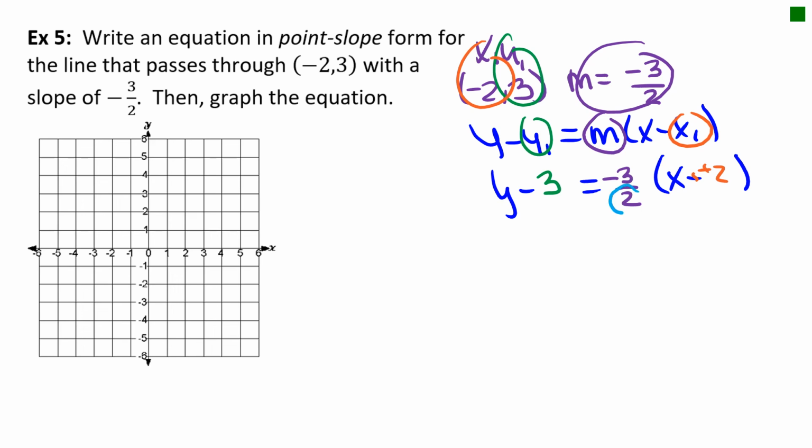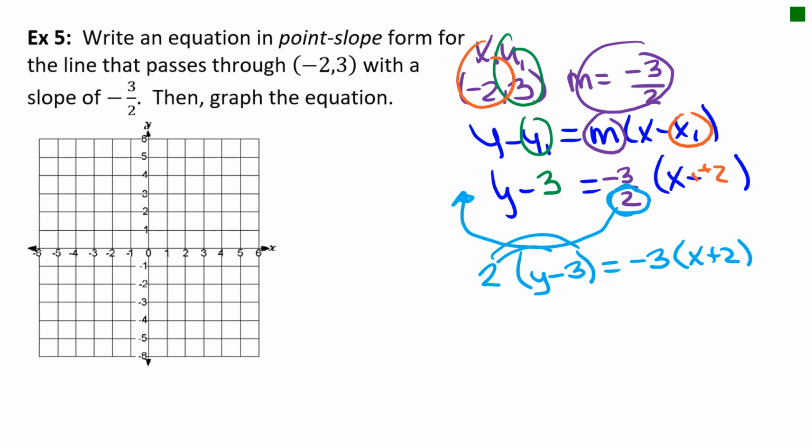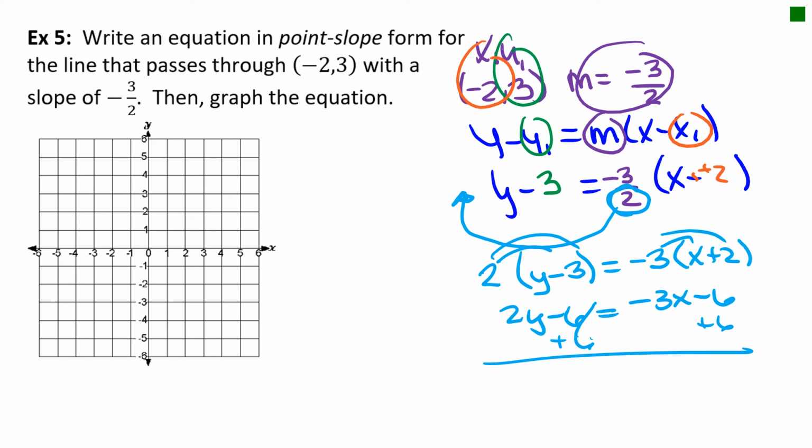I am going to take this 2. I don't like fractions. I'm going to sneak it over here. The big sneak. I'm going to put a 2, and then I'm going to put parentheses y minus 3. On this side, I've got -3 parentheses x plus 2. Distribute. 2y minus 6 equals -3x minus 6. Add 6, add 6. Uh-oh. I have 2y equals -3x. I get y equals -3 halves x.